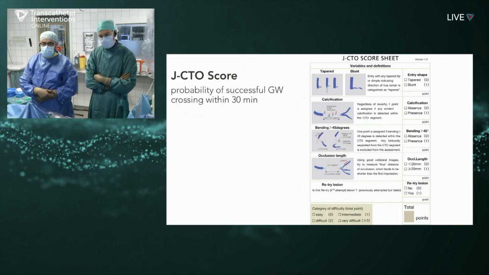Next slide, please. So looking at the scores, we chose here the J-CTO score. And you can see here, if you click, please, on the slides. Can you click, please? So this is a rather tapered proximal cap, or a tapered entry into the occlusion segment, with no calcification. If you click, please. No bending. Can you click? Yes.